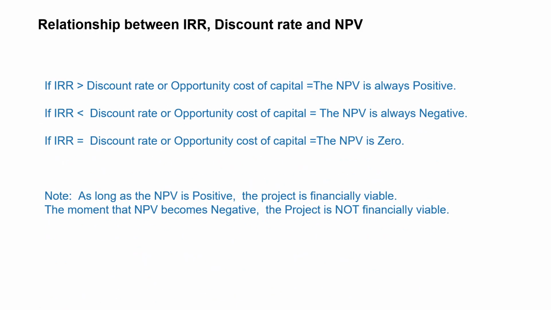In this slide, the relationship between internal rate of return, discount rate and NPV is given. NPV is always positive when the internal rate of return is greater than the discount rate. NPV is negative when the internal rate of return is less than the discount rate. When IRR is equal to the discount rate, NPV is 0. As long as NPV is positive, the project is financially viable. If the value becomes negative, it is not acceptable and not financially viable.